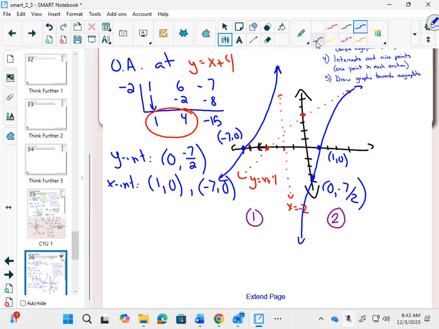So steps 4 and 5, intercepts and nice points. You're going to find all of your intercepts every single time. But you need to have at least 1 point in each section. And what that means in our instructions is every time we have a non-permissible value, that breaks your domain up into different sections. So our only non-permissible value was x equals negative 2. And so we had values left of x equals negative 2 and values right of x equals negative 2. If you have points in each of those sections, then you can draw your graph.